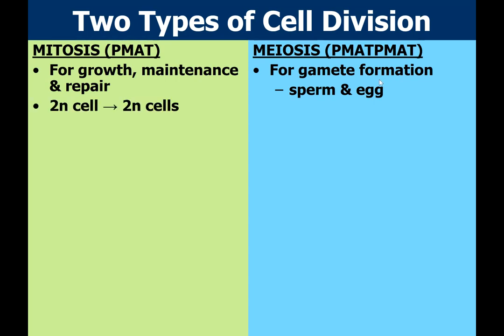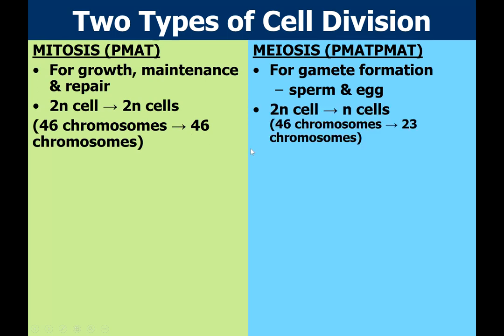In mitosis, we start out with a 2N cell and end up with more 2N cells. In other words, we start out with 46 chromosomes and end up with 46 chromosomes. In meiosis, we start out with a 2N cell and end up with haploid cells, 1N. Or we start with 46 chromosomes and end up with 23 chromosomes.